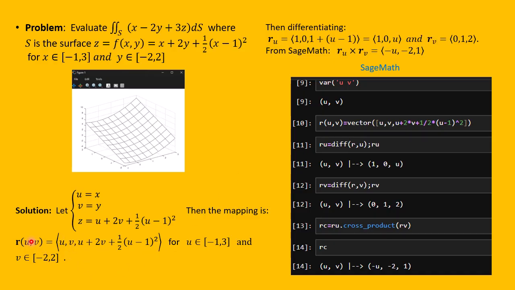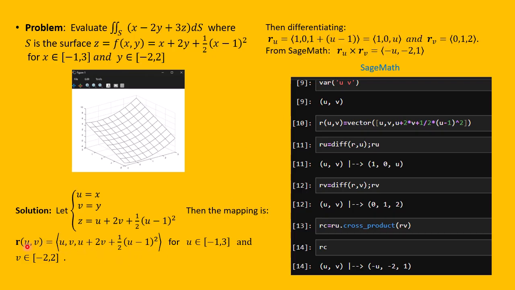Let's look at the partial derivative of r with respect to u. We'll differentiate each one of these vector components with respect to u. The derivative of u with respect to u is 1. The derivative of v with respect to u is 0. The derivative of the third component with respect to u is going to be 1 plus 0 plus 1/2 times 2 times (u minus 1) to the first power. And that just turns out to be 1, 0, and u.